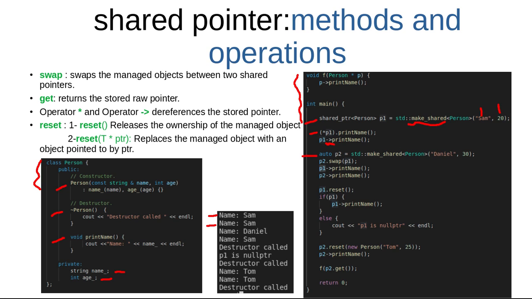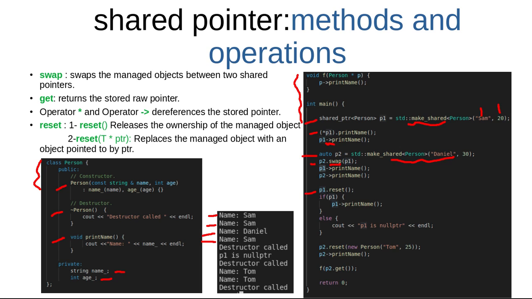In this line, I am creating a new pointer, p2, pointing to a new object called Daniel. So now p1 points to Sam and p2 points to Daniel, and calling this method swap will swap the ownership. So p1 now points to Daniel, and p2 points to Sam.